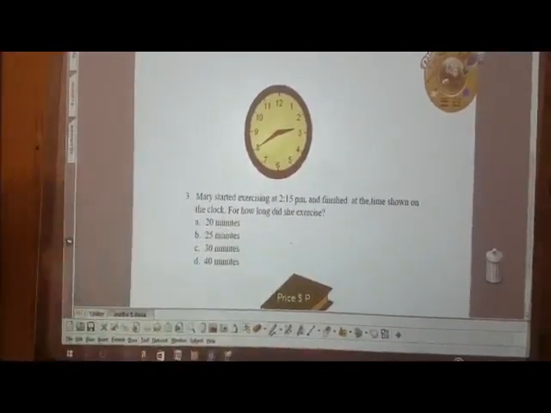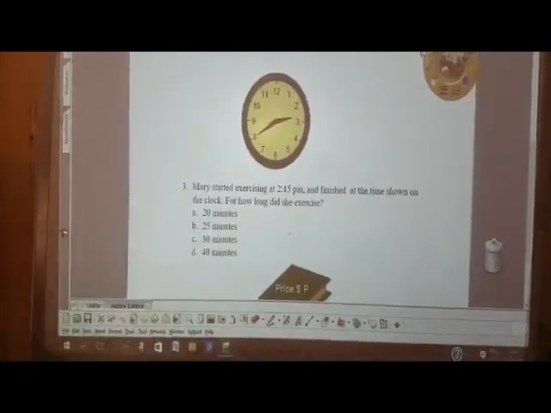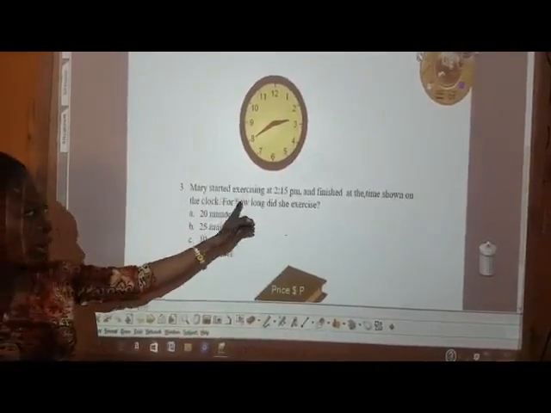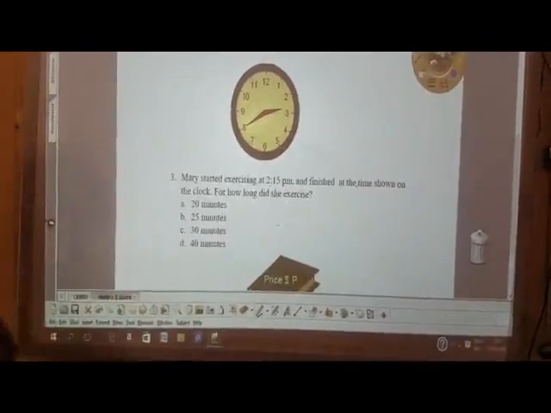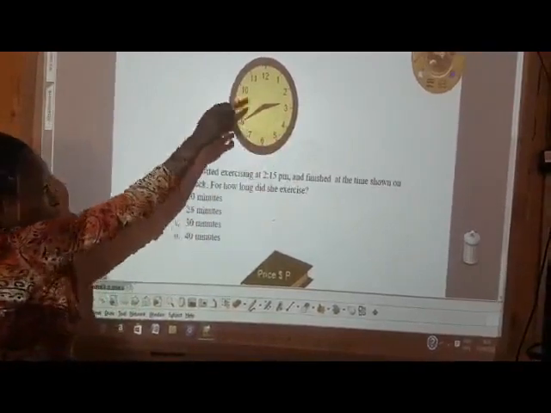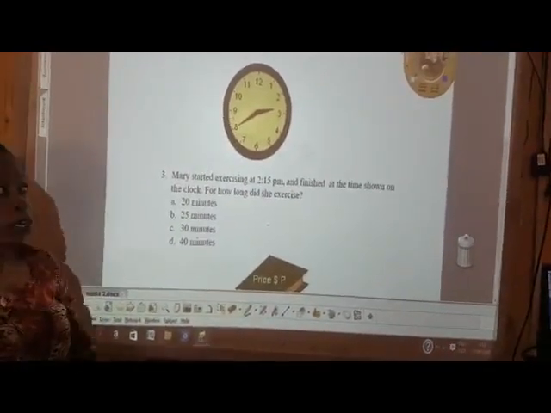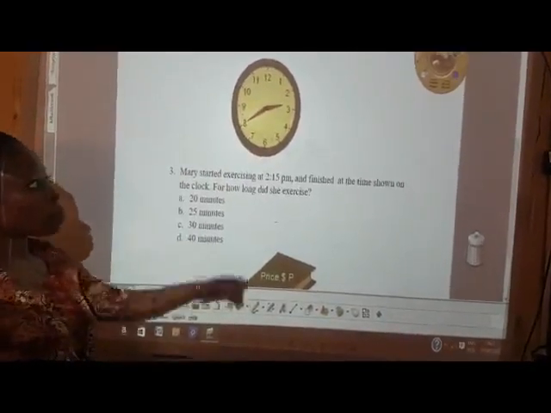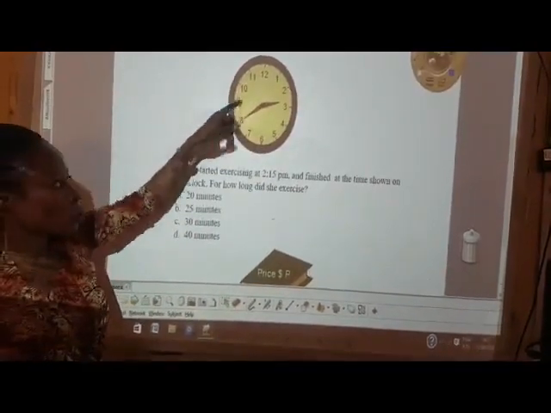The exercise could be running, jogging, swimming, or any other exercise. So this girl started her exercise at 2:15 p.m., that's in the afternoon, and she finished at the time shown. Looking at this clock, can you tell me what time it is? The time is 2:40. That means 40 minutes past 2, going toward 3 o'clock.